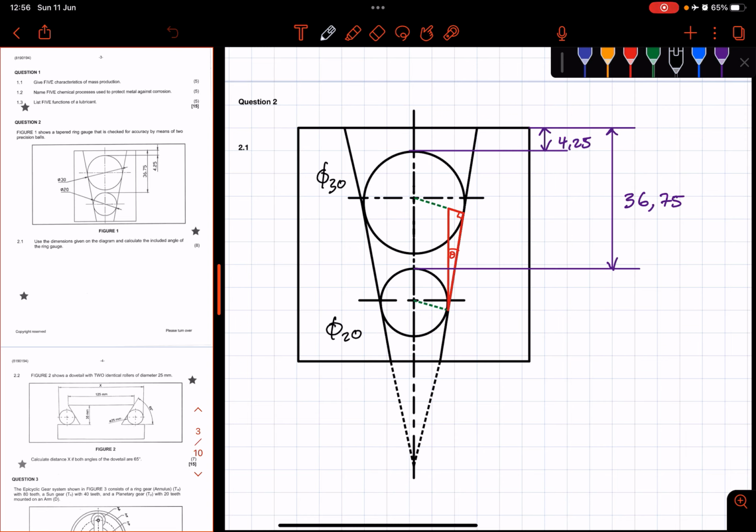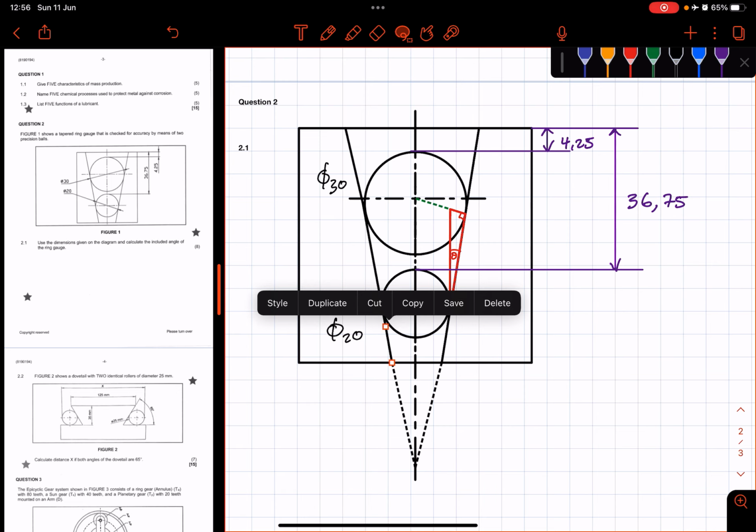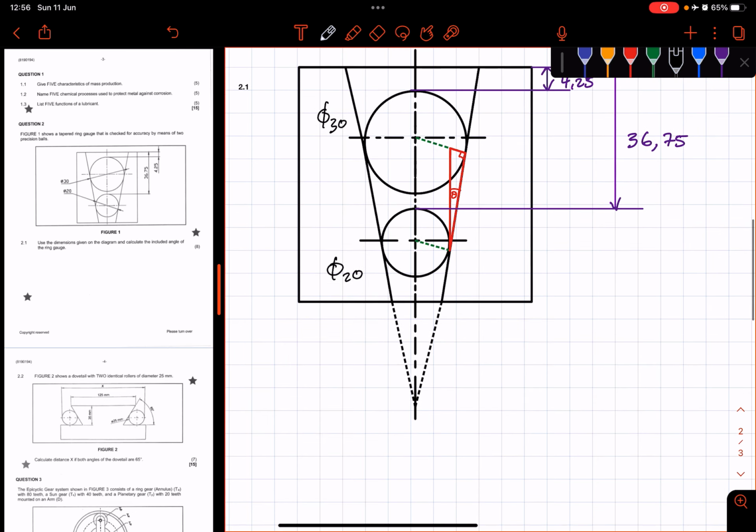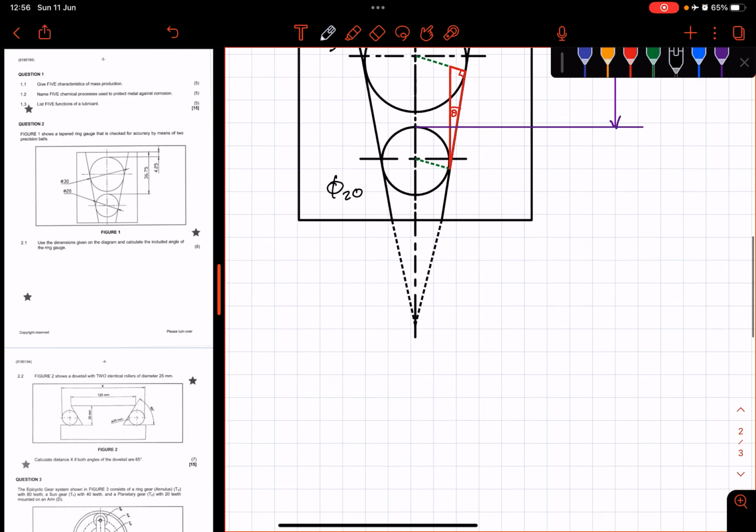Now if you look here, you have 2 tapers. You have this taper and then you have this taper as well. Both tapers are such that they are also tangents. Why? Because they are only touching the precision bolts or the circles once. So both tapers are also tangents.